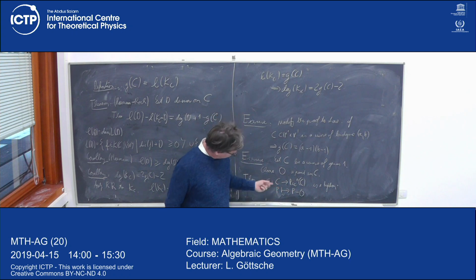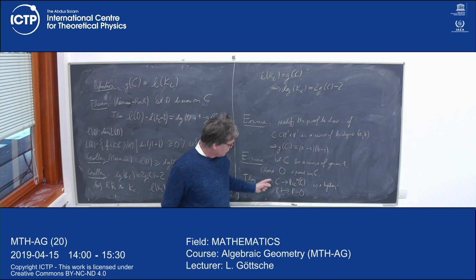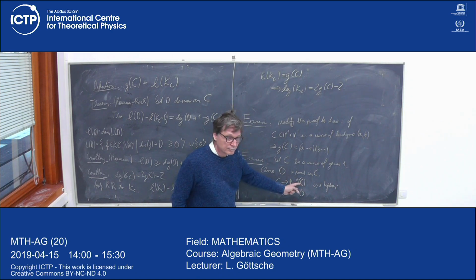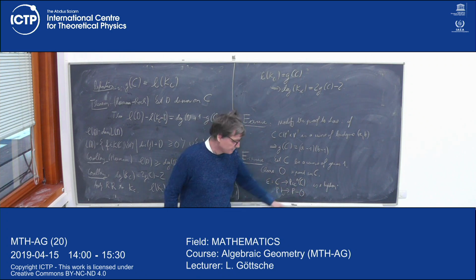And in addition, we can also use this to deduce that C itself is in a natural way a group. We decide that this map is a bijection. We define a group structure on C such that this is an isomorphism of groups by just saying that P plus Q is equal to whatever you get here.